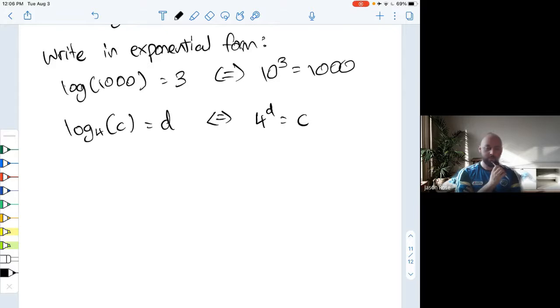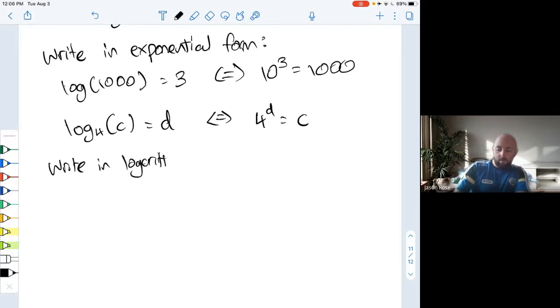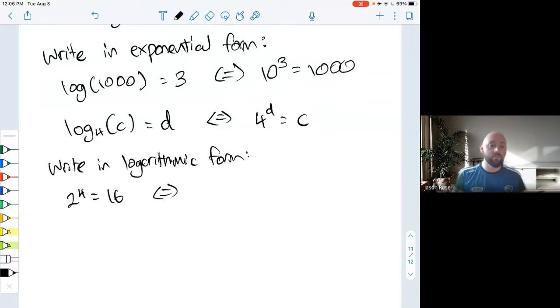Okay. And you can also go the other way. So let's say I want to write in logarithmic form, and I have 2 to the 4 equals 16. I do end up talking about this when I describe what a log function is. So now what we're trying to do is log to the base something of something equals something. So what's the base, what's the first something, and what's the second something?